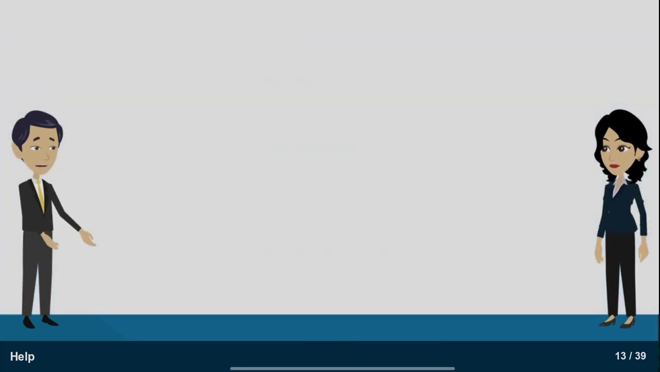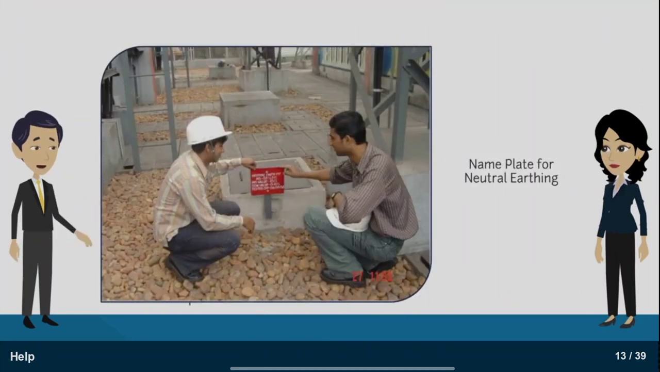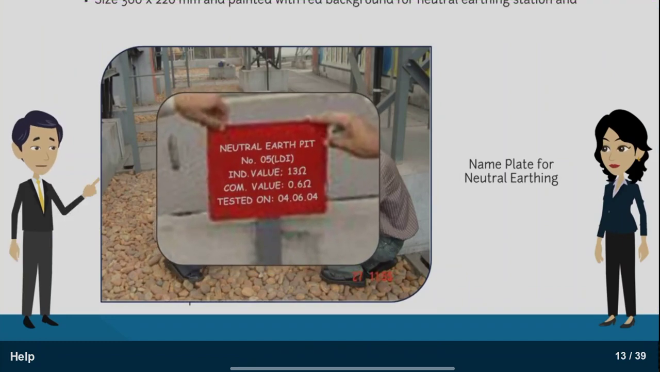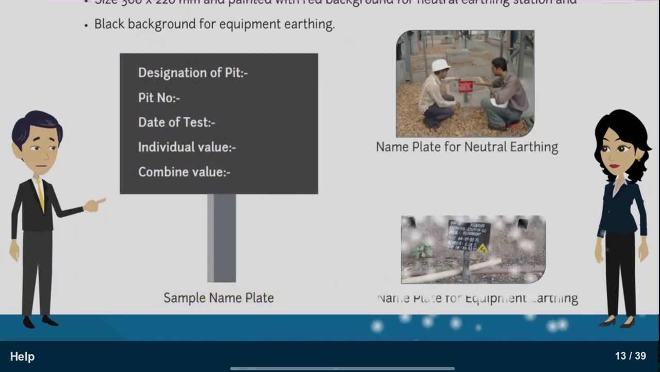Sure, there is. Previously, we have seen the dimensions of earthing pits required when they are constructed. After construction, earthing pits are provided with identification plates. It looks like this, and these are the required fields. These identification plates have the following dimensions. For neutral earthing, the size should be 300 by 220 mm and painted with a red background for neutral earthing station and black background for equipment earthing.